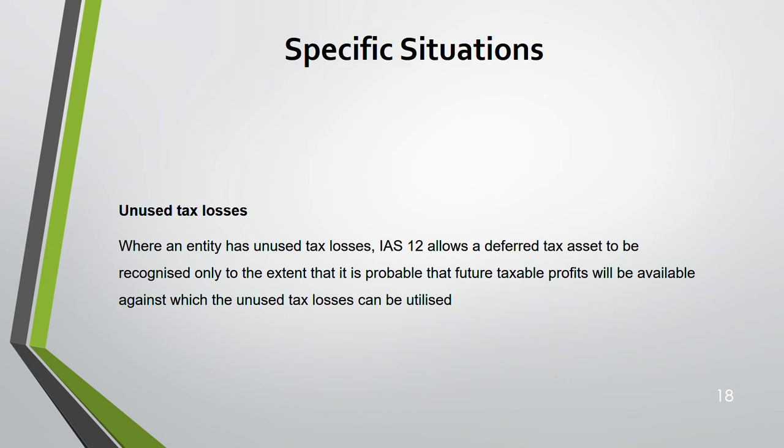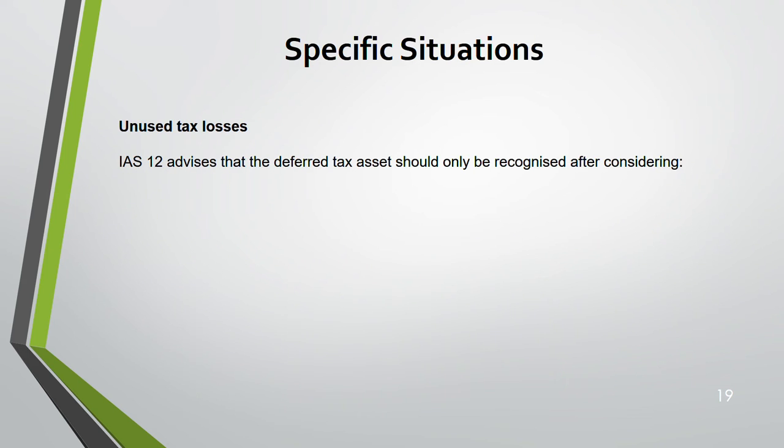Where an entity has unused tax losses, IAS 12 says a deferred tax asset must be recognized, but only to the extent that you can utilize that loss against future taxable profit. If there is no future taxable profit, you cannot utilize these losses anywhere in the future, you cannot recognize a deferred tax asset. That's it. So IAS 12 is more strict in recognizing deferred tax asset than deferred tax liability. Remember this. That's why we had that one additional condition, right? Deferred tax asset should be recognized only after considering the following four things.